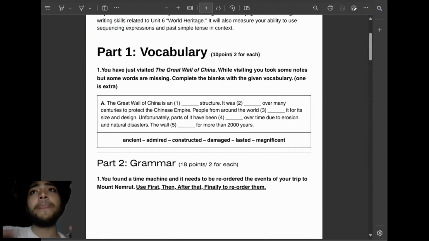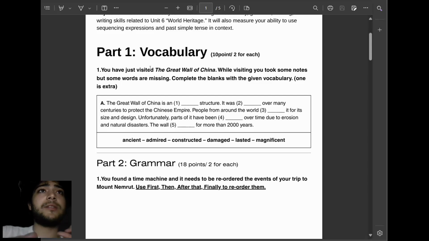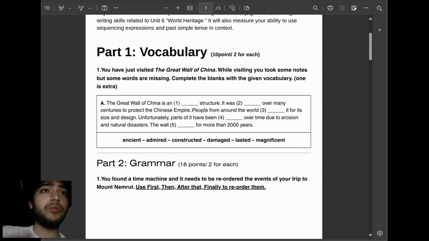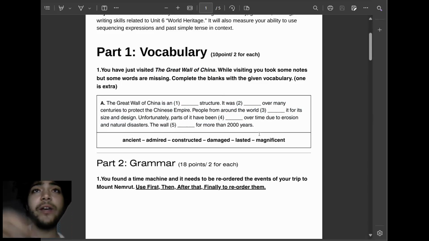Let's have a look at the parts first. In the first part, I put the vocabulary, and it's about a trip to the Great Wall of China. It says, while visiting, you took some notes, but some words are missing. I tried to make it something like a cloze test, and I gave the vocabulary here to fill the blanks. It worked, and it really took their attention because they were not familiar with cloze tests since they're ninth graders.